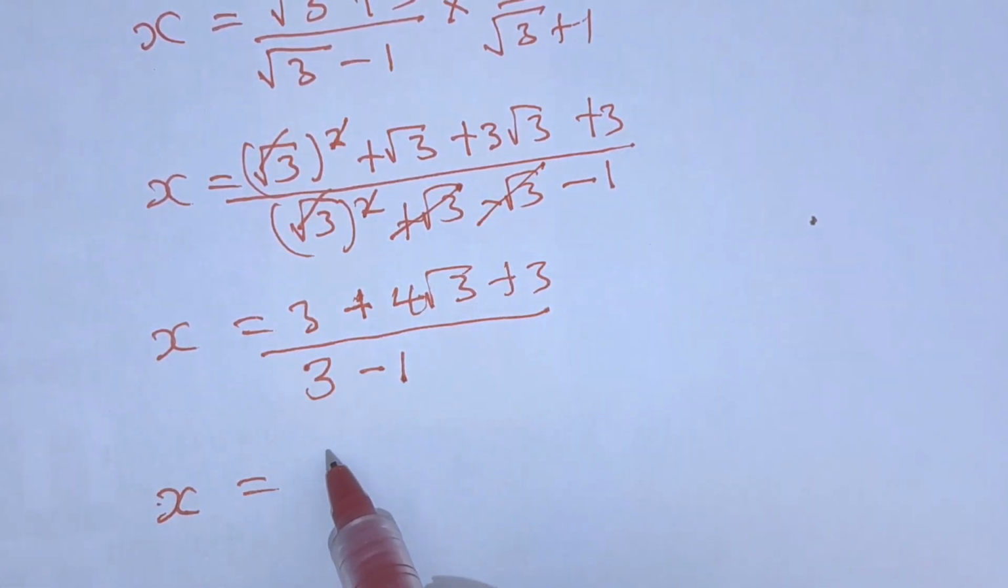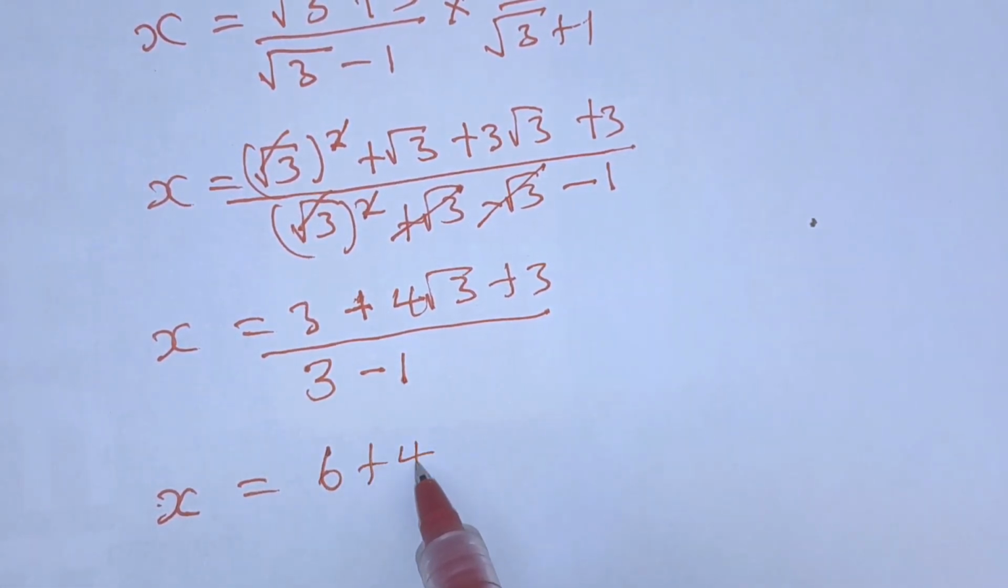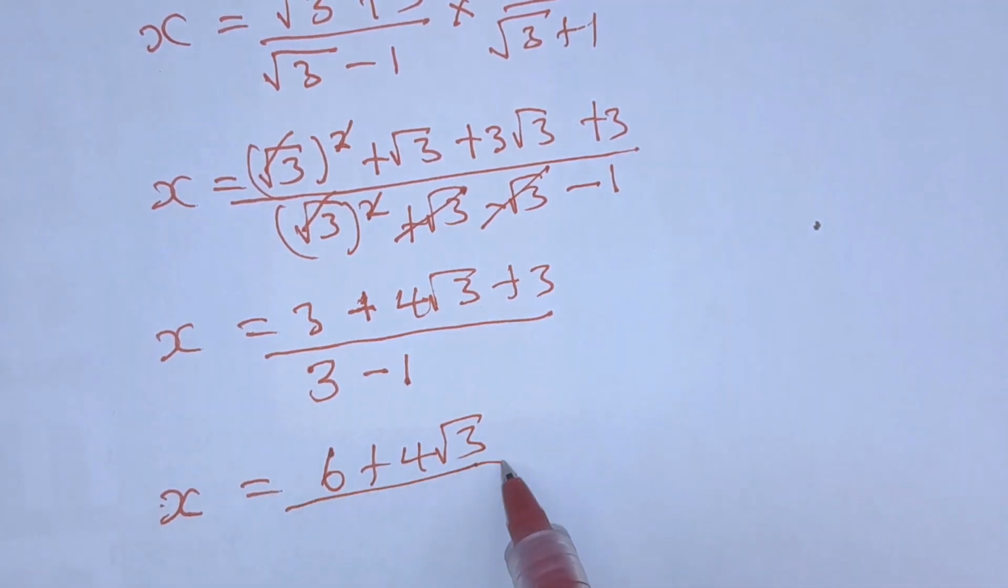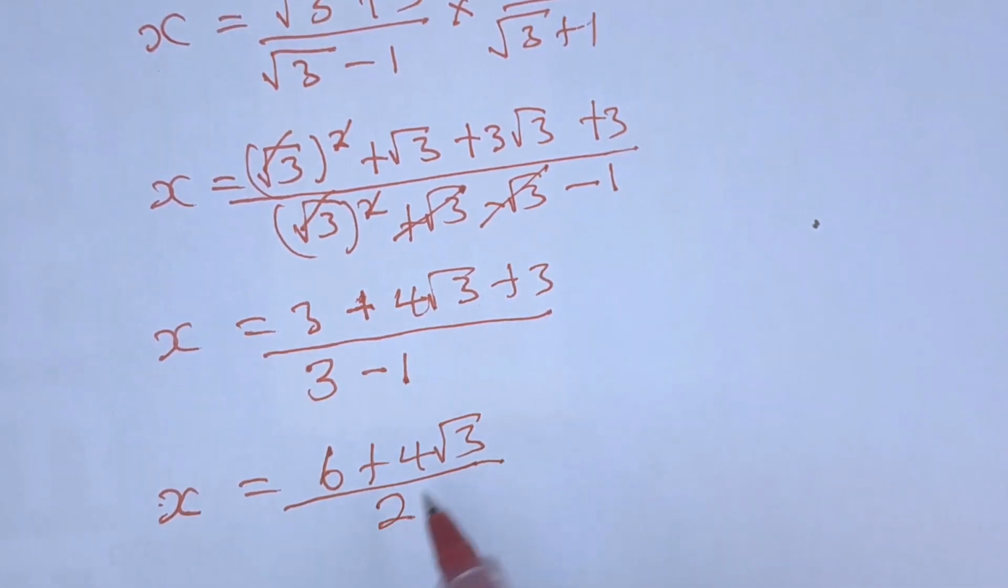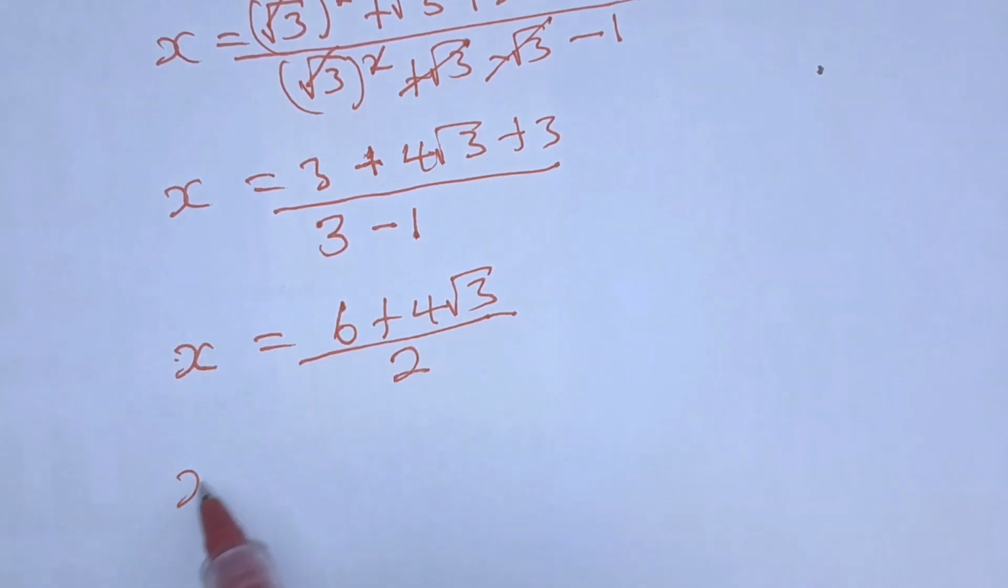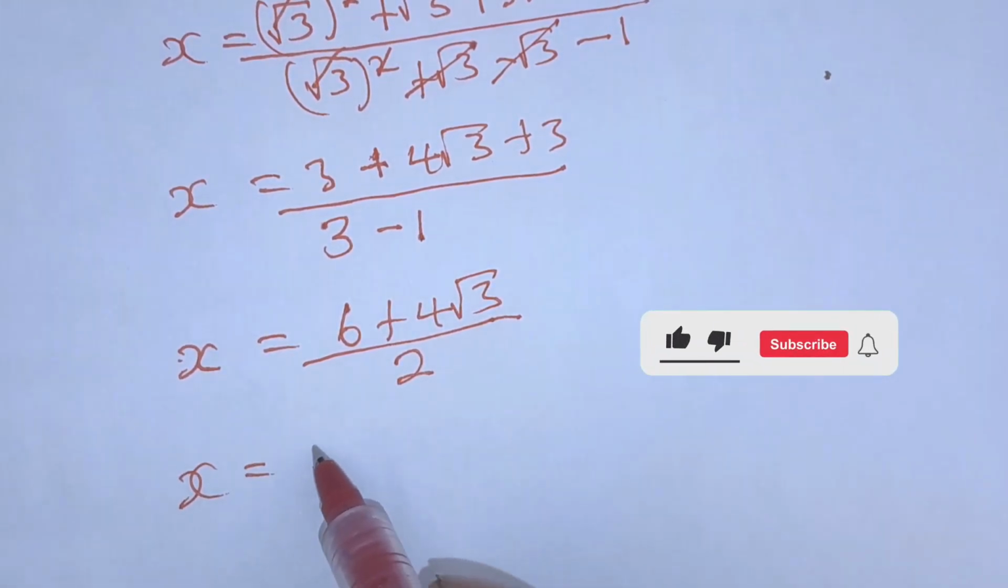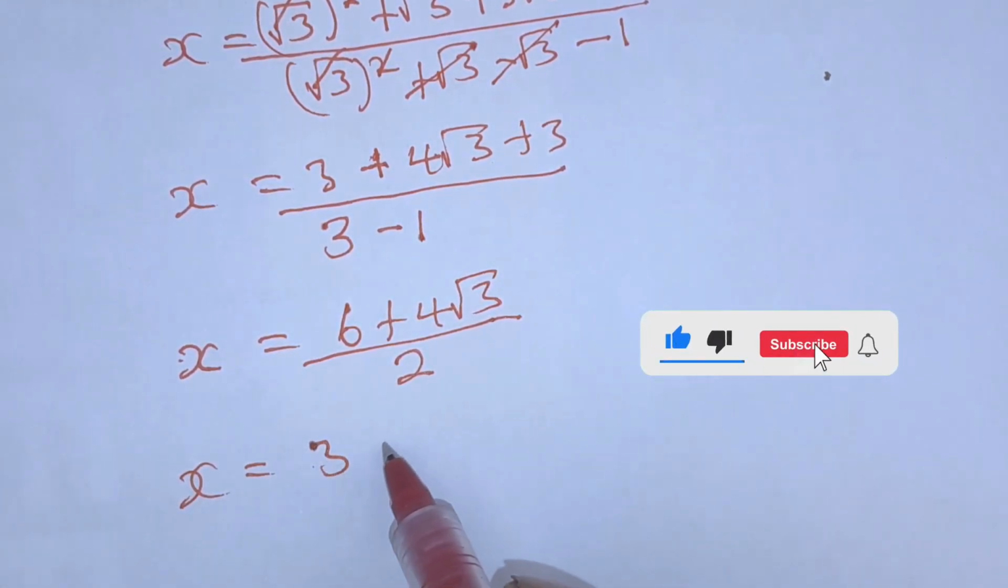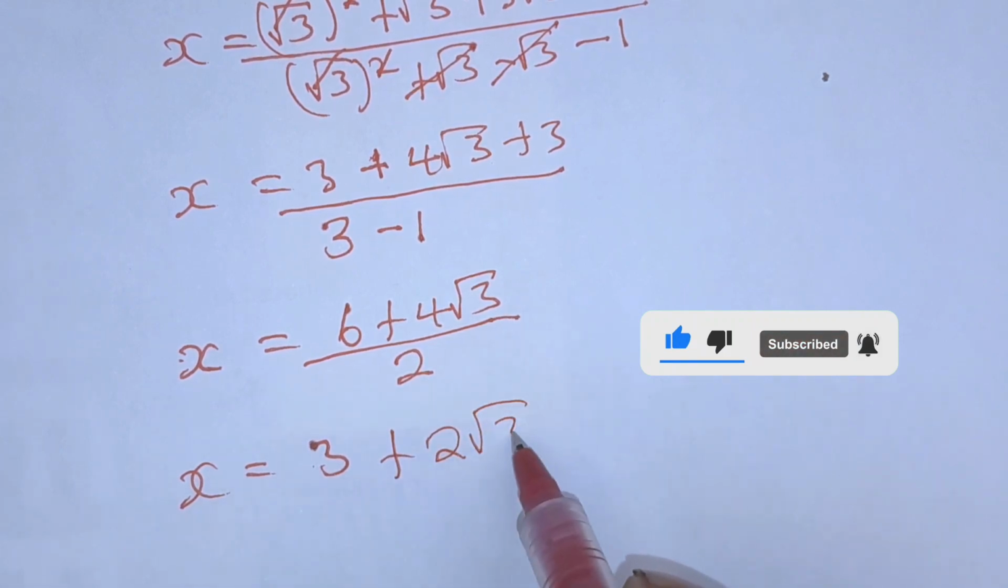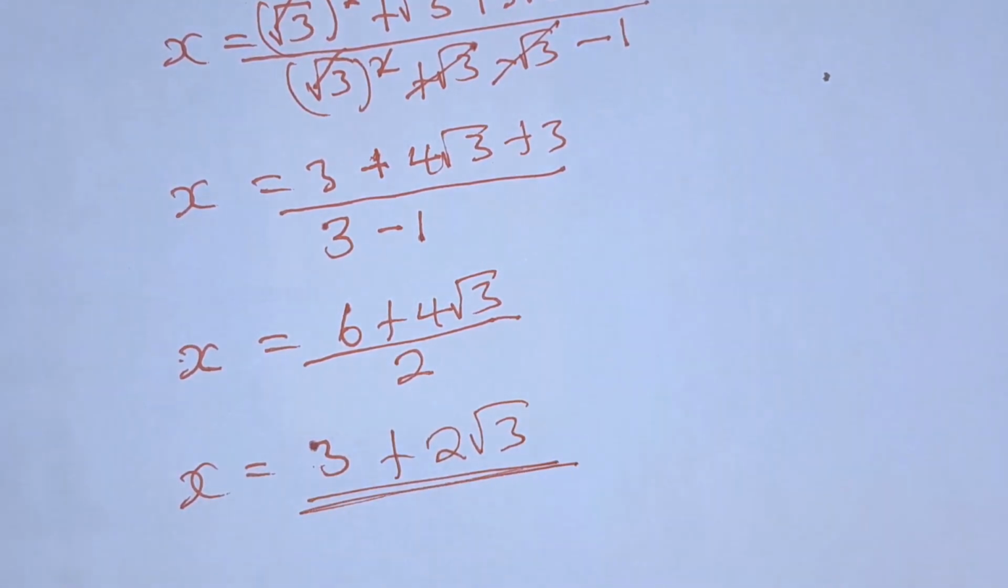We have 6 plus 4 root 3 all over 3 minus 1. We have 2. And therefore, x is equal to 3 plus 2 root 3. This is the final solution.